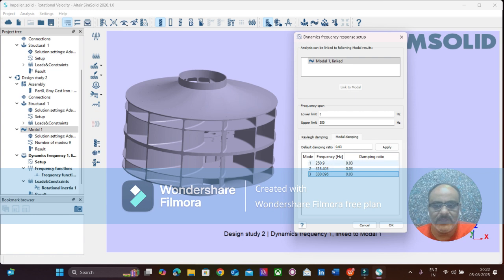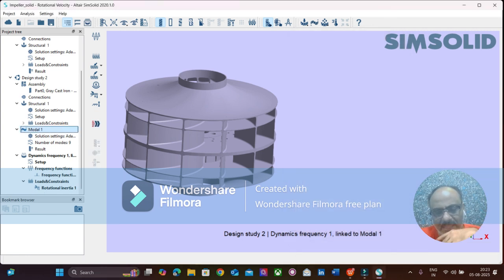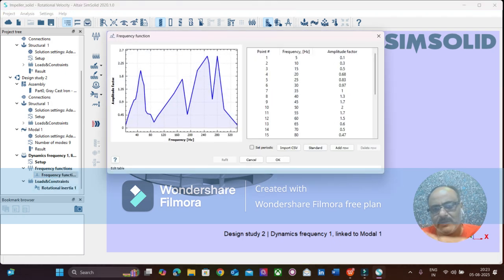Okay, so now we perform this particular simulation, and then what we need here is we need to have a function. We need to have a frequency function.